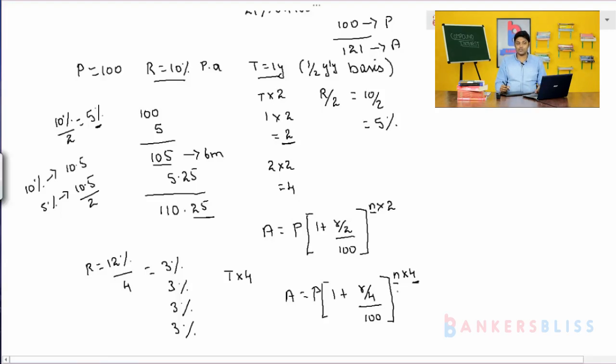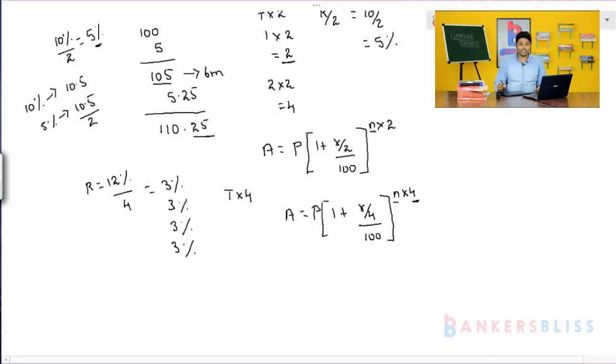under quarterly concept. If you want to calculate monthly, for the information sake let me give you: if you want to calculate the compound interest monthly, then rate percent divided by 12 and the time period into 12. So these are the different varieties of problem you can expect in the compound interest.